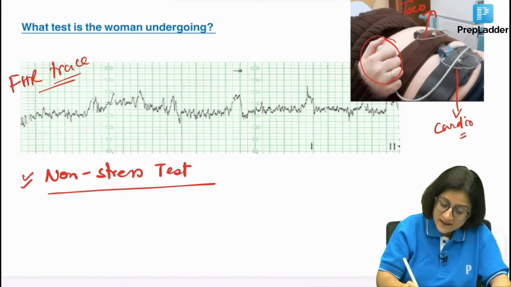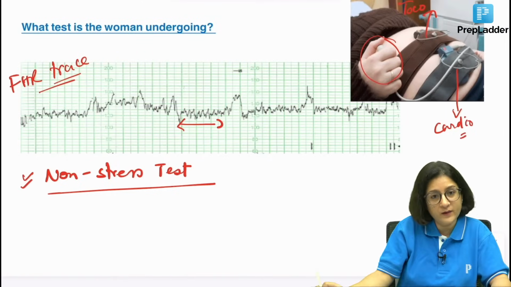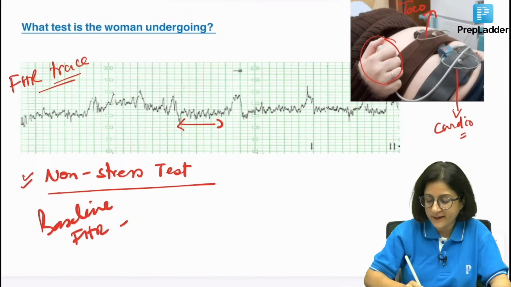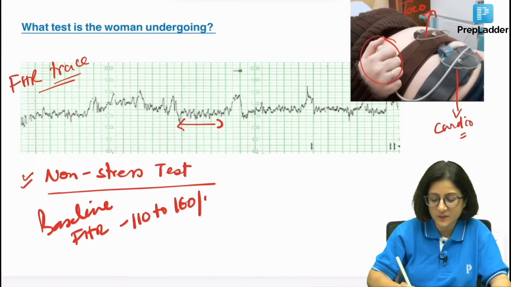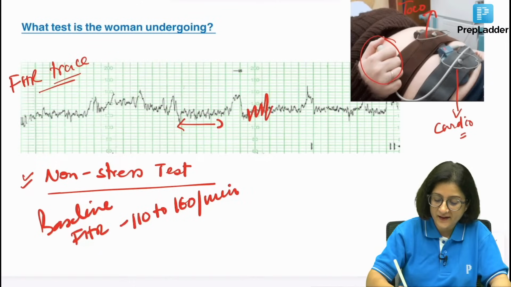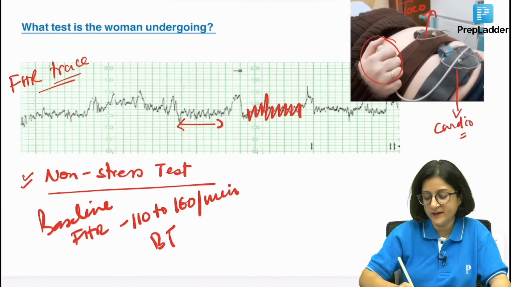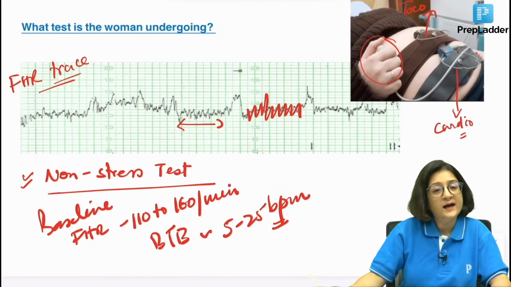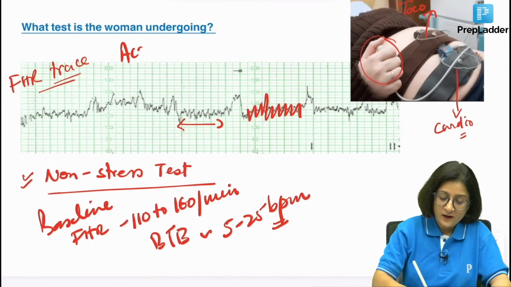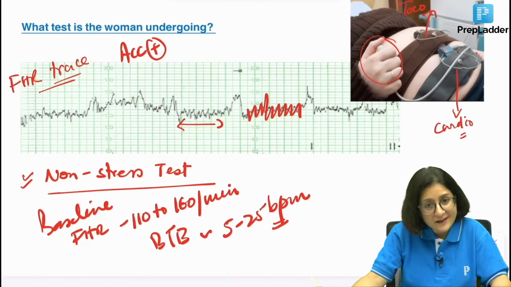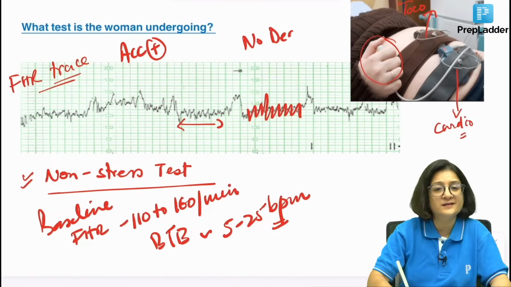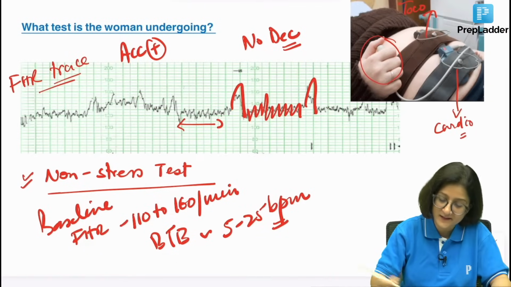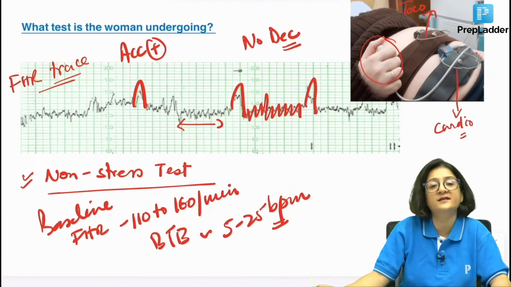We see the baseline fetal heart rate. Baseline fetal heart rate should be between 110 to 160 beats per minute. We see this wiggliness of the baseline, we call it beat to beat variability, should be between 5 to 25 beats per minute. Accelerations should be present, it is a good sign, and there should be no decelerations. So you can see here, this is an acceleration, this is an acceleration, this is also an acceleration.